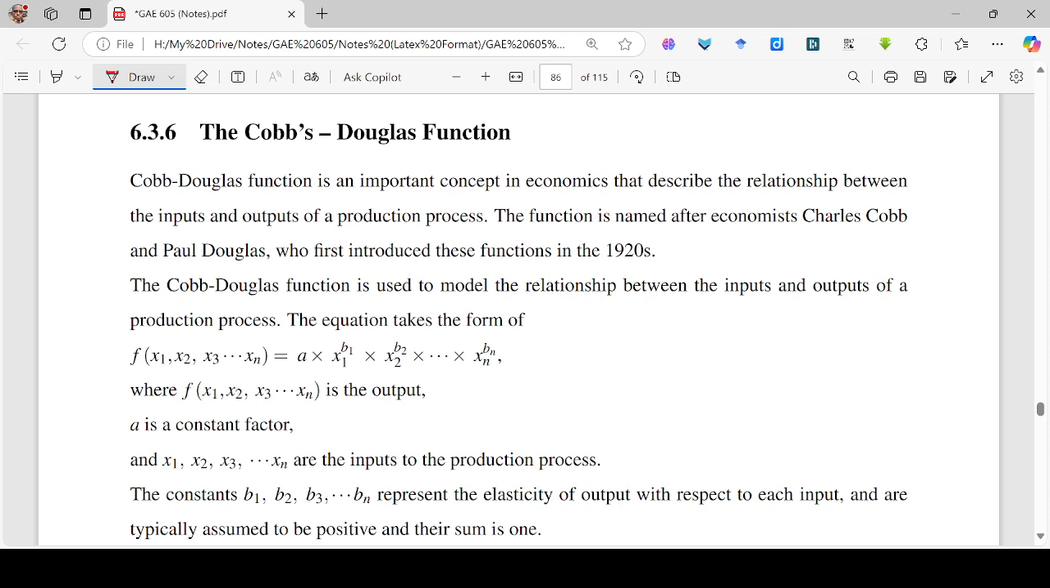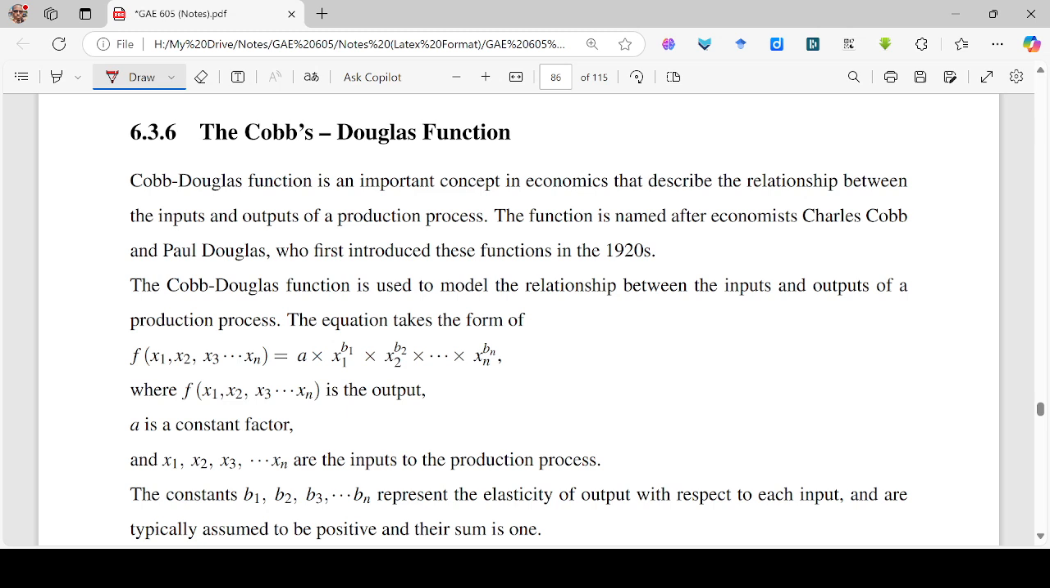The Cobb-Douglas function is an important concept in economics that describes the relationship between the inputs and outputs of a production process. The function is named after economists Charles Cobb and Paul Douglas, who first introduced these functions in the 1920s. The Cobb-Douglas function is used to model the relationship between the inputs and outputs of a production process.